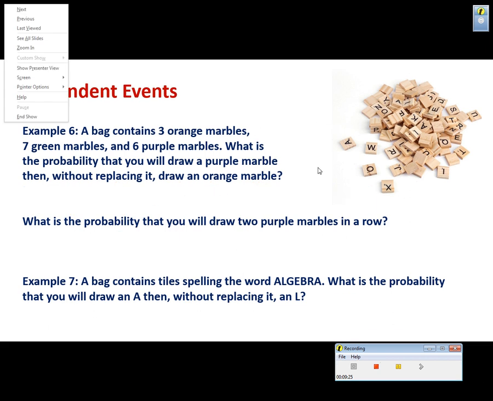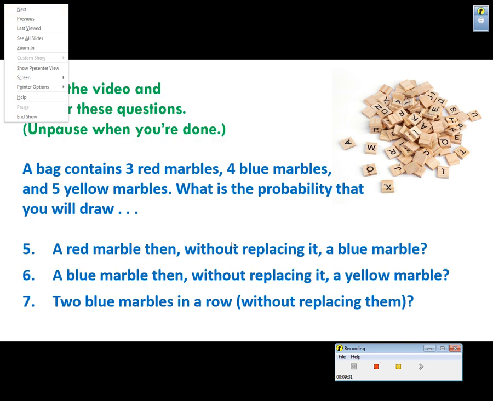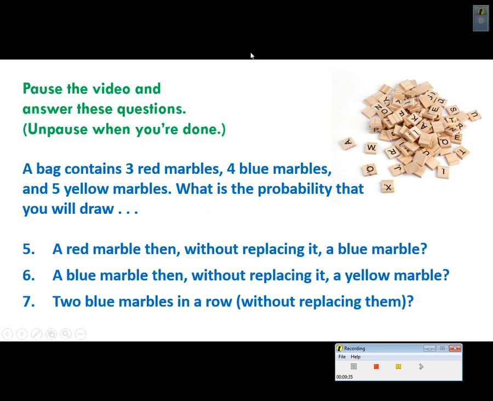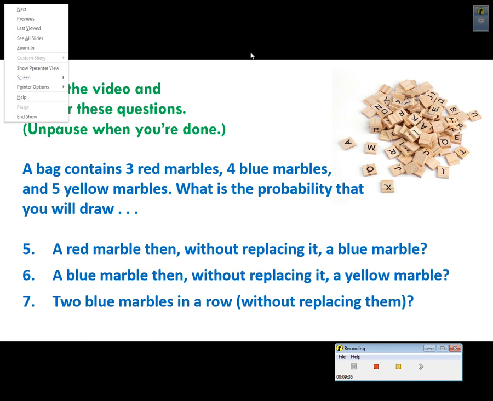I don't know why that keeps coming up, but there we go. Pause the video and try these 3 questions involving the marbles.